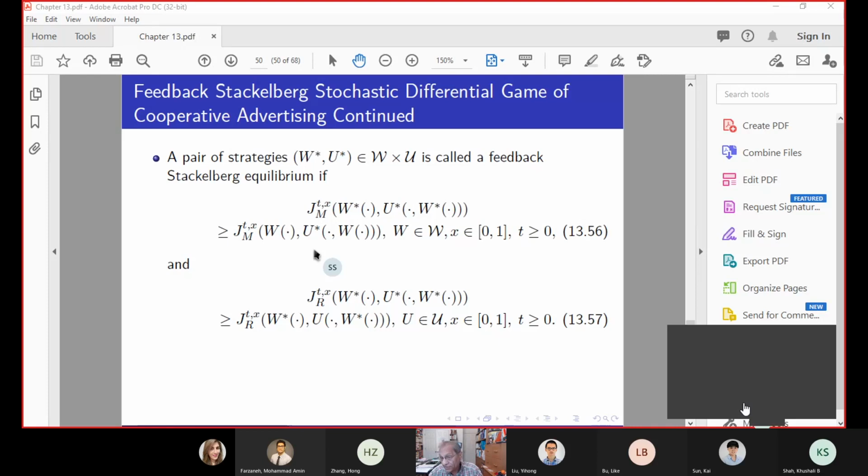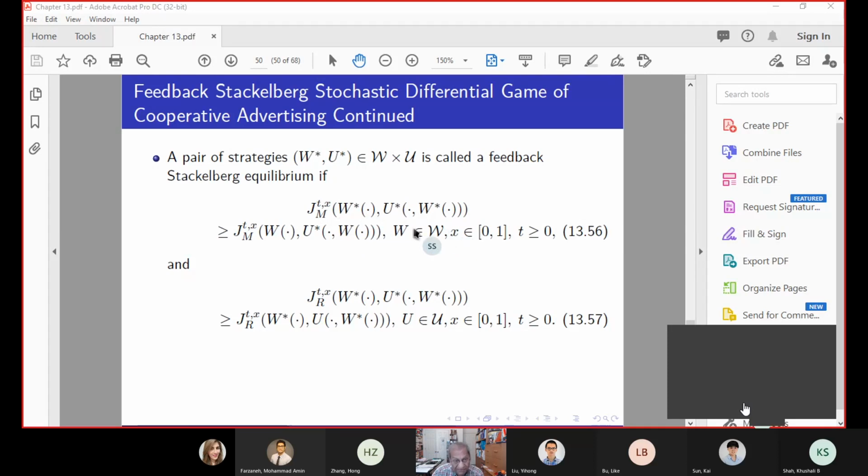So in a Nash, what the other guy doesn't change is his action. In feedback Stackelberg, what the other guy doesn't change is not his action, but his response. So we are now saying that given that the response of the retailer stays at u star, if I change w as a manufacturer, I will lose. Remember, this is evaluated at this w, not at w star. And this w is this integral. Remember, this is well defined now.